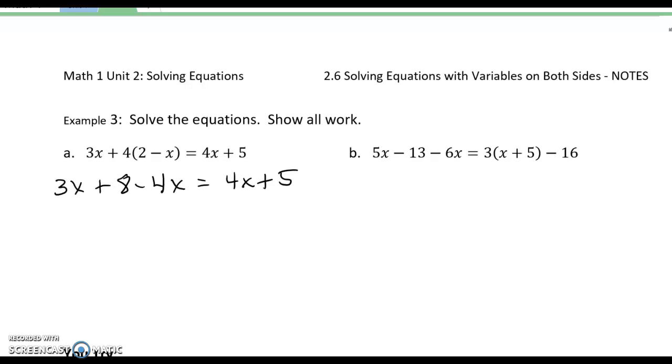When we distribute that 4 through the parentheses, we get 8 minus 4x. Still not completely simplified on the left side. We need to combine like terms. When we combine the 3x and the minus 4x, we get negative 1x plus 8. Now the left side is totally simplified. The right side is totally simplified. Now we start to undo operations, getting the variable off to one side and then isolating that variable, solving for x.